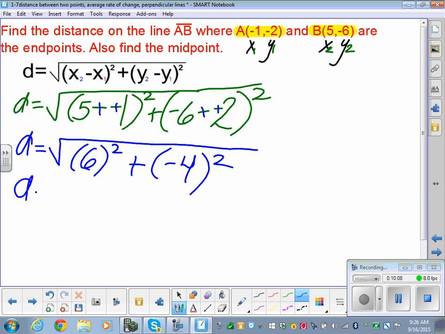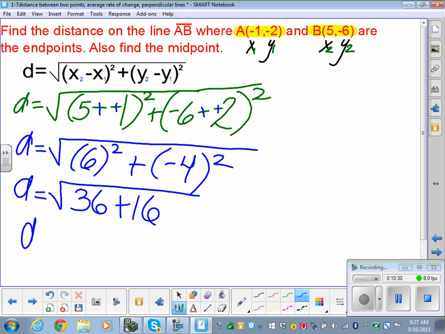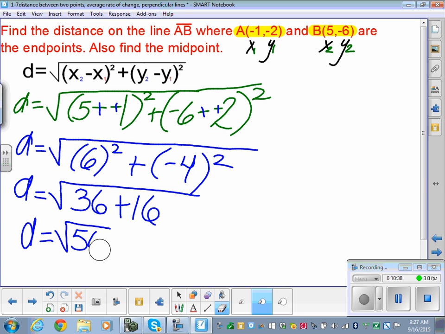So then distance is equal to the square root of 6 squared, which is 6 times 6, 36. And this is where if you just type it into your calculator as negative 4 squared, it's going to come out negative, which is wrong. You got to type it in with parentheses. Negative 4 squared is positive 16. So we get distance is equal to the square root of 52. Yes, 52.